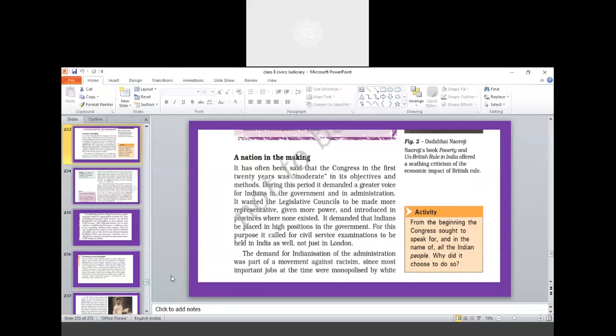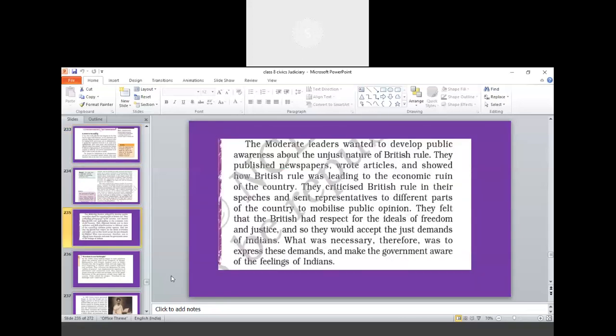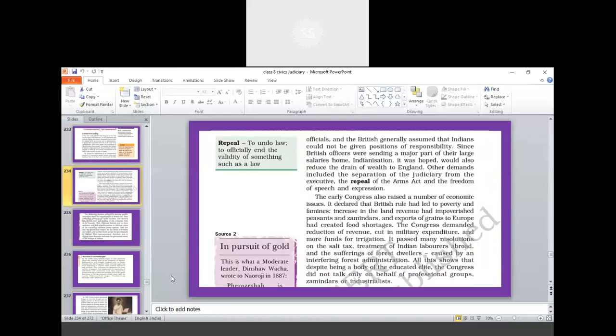Next point, write down. Phases of Indian National Congress. Phase means stage. First point, moderate. You can see here the example. Moderate phase.